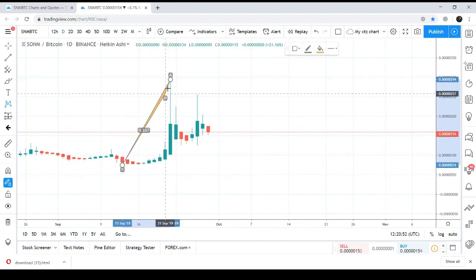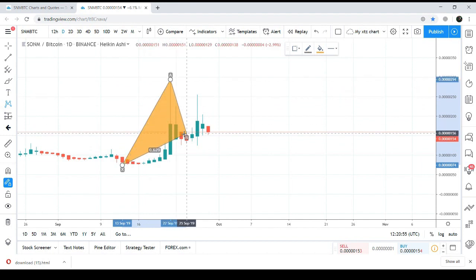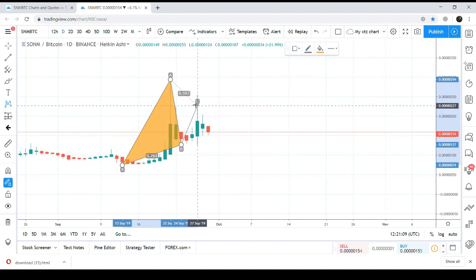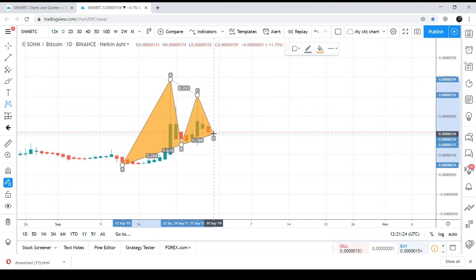This is X to A leg, and as you know, the A to B leg should be between 0.618 to 0.786 Fibonacci, and this leg is retraced almost up to 0.761 Fibonacci, and after that the B to C leg should be retraced between 0.382 to 0.886 Fibonacci, and in this case the price action is retraced almost up to 0.761 Fibonacci, and the C to D, the final leg, should be retraced between 0.618 to 0.786 Fibonacci, and we can see that the price action is retraced almost between 0.618 to 0.786 Fibonacci.